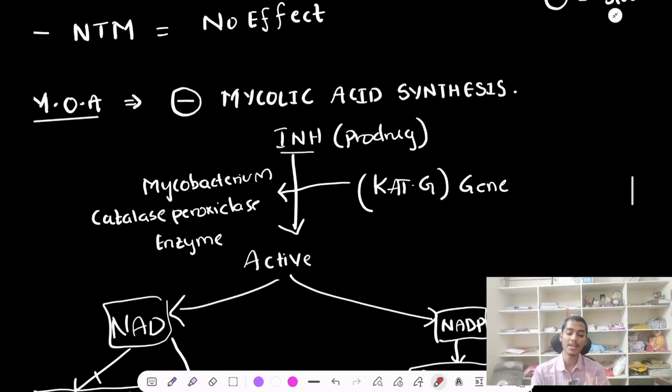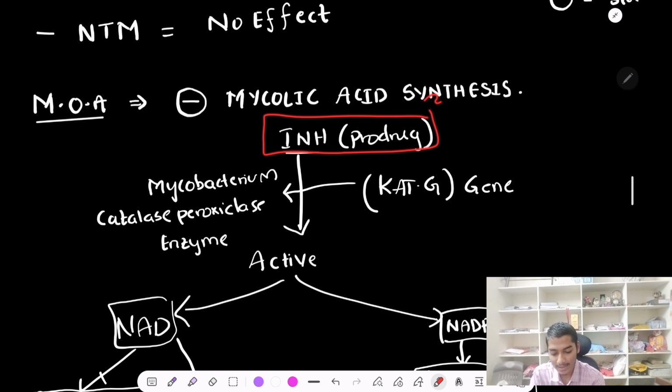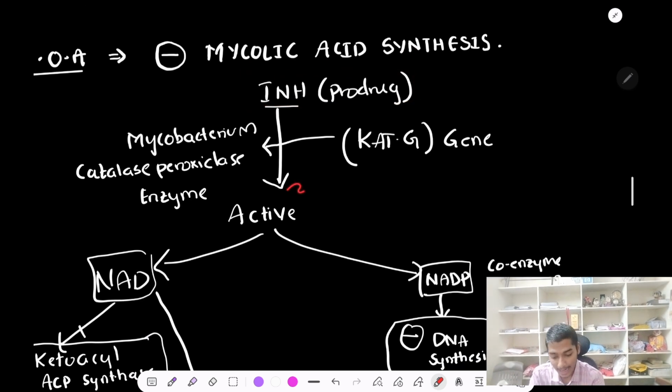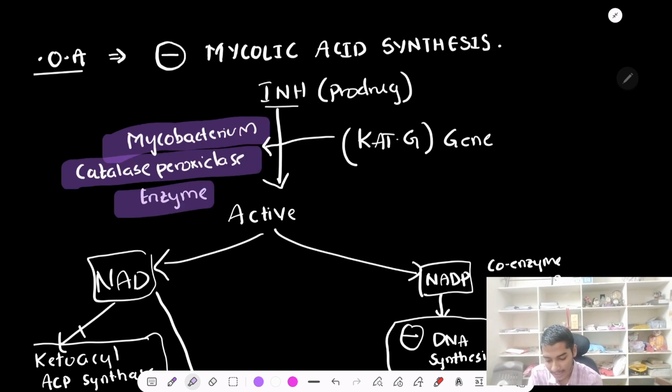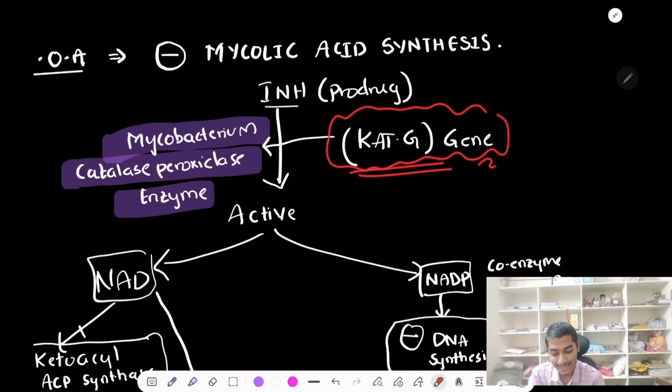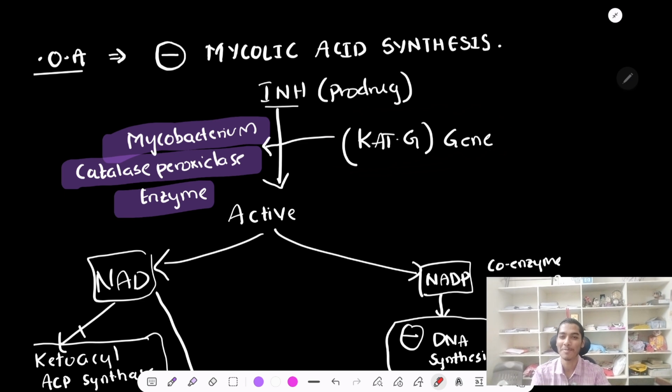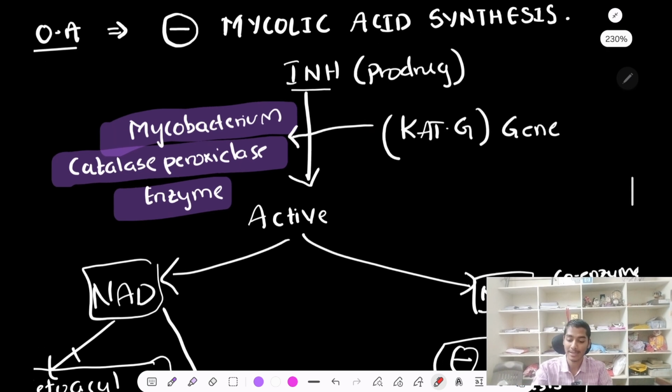So what is the mechanism of action? Isoniazid is actually a prodrug and it is converted into the active form with the help of an enzyme, the Mycobacterium catalase peroxidase enzyme. Where does this enzyme come from? That is from the KatG gene. So this gene is responsible for coding the Mycobacterium catalase peroxidase enzyme.